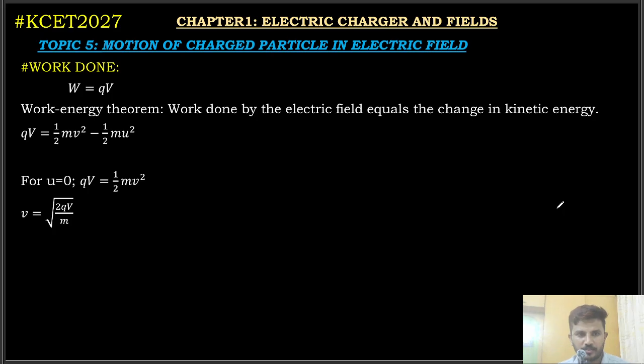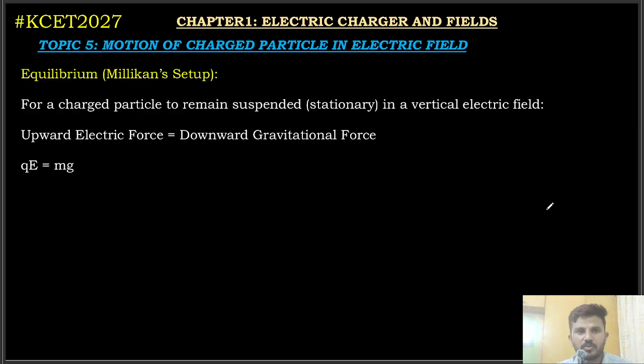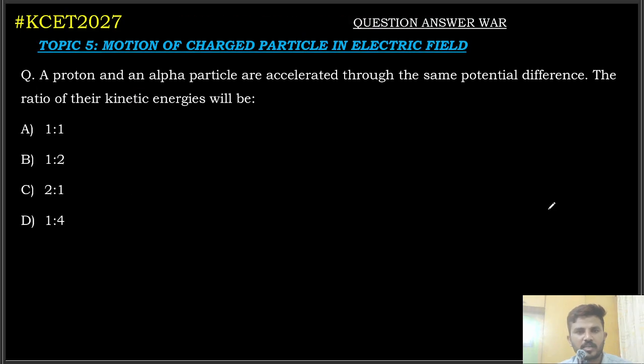Okay. Next. What is the work done in this case? Work done is given by q into V. According to the work energy theorem, that work done is given by half mv square minus half mu square, where u is the initial velocity and v is the final velocity. If the initial velocity is 0, qV is equal to half mv square, so you will get the velocity. That we have just derived. So based on this, let us see what kind of questions you'll get.